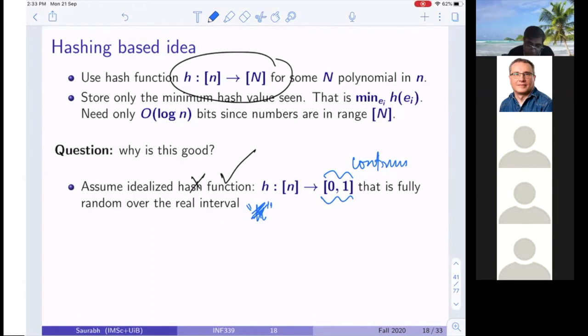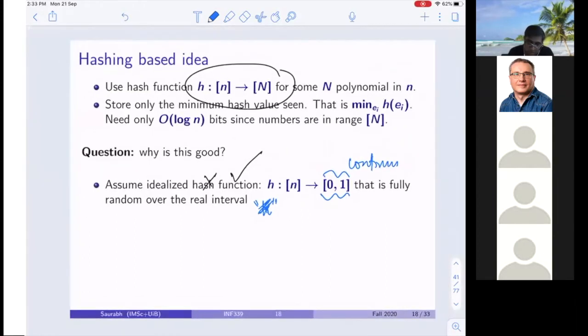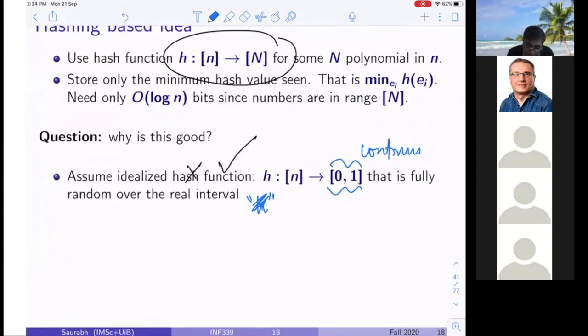And for each element, h of i is a number in 0 to 1 uniformly at random. So this is what this idealized hash function is. Fully random.